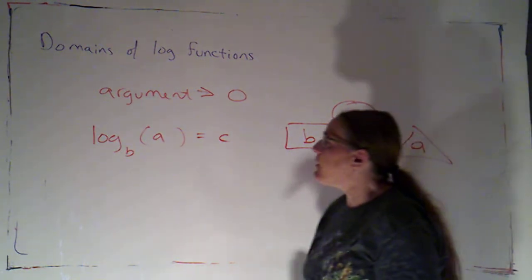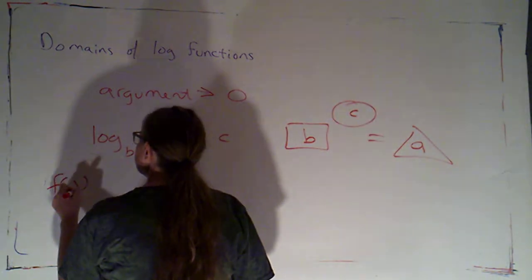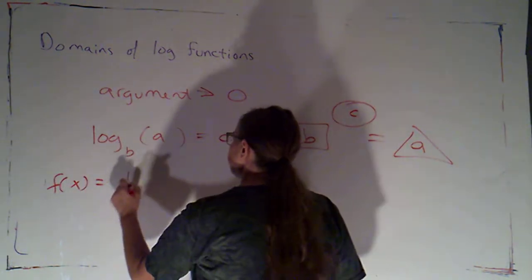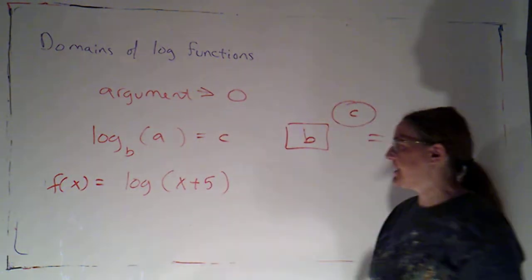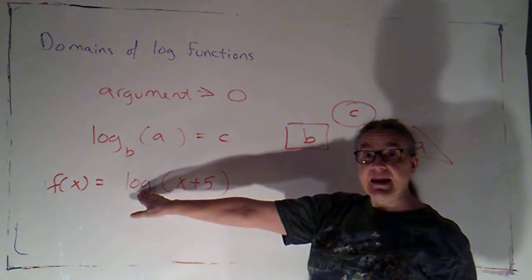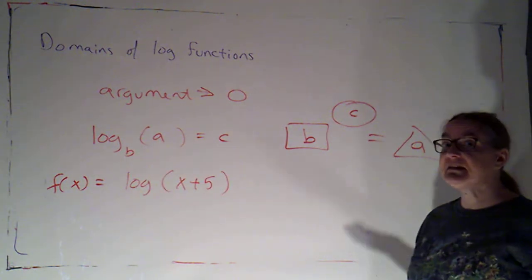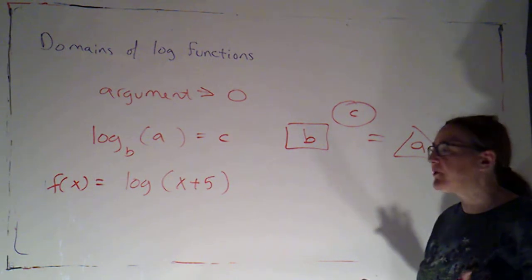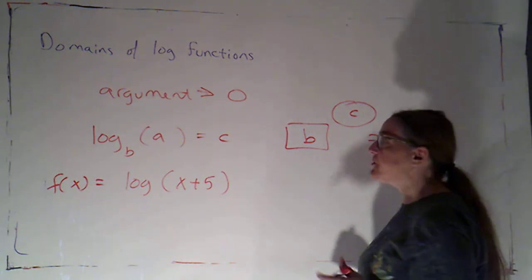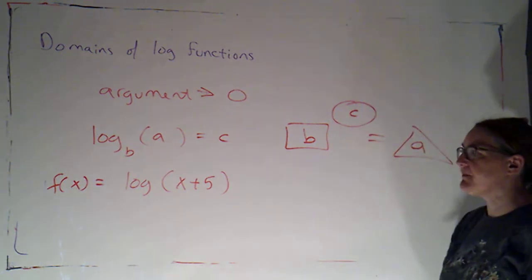Okay, so I want to just practice getting some domains. So let's say that f of x is the log of x plus 5. So of course, by not writing a base here, I'm saying that it's the common log. What the base is, though, does not matter, because the base is always going to be a positive number other than 1, and so the rule is always the same. Okay, the argument must be positive.